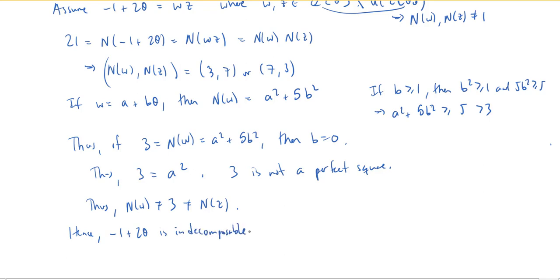And you'll notice the only thing we used in this argument was that the norm is 21, not anything specific about -1 plus 2 theta other than its norm. All right, so similarly, -1 minus 2 theta, 4 minus theta, 4 plus theta are also indecomposable.